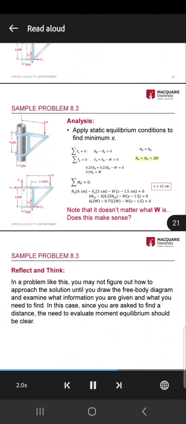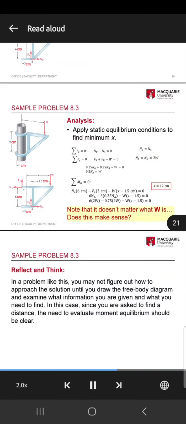N_B equals N_A equals W. x equals 12 centimeters. Note that it doesn't matter what W is. Does this make sense?